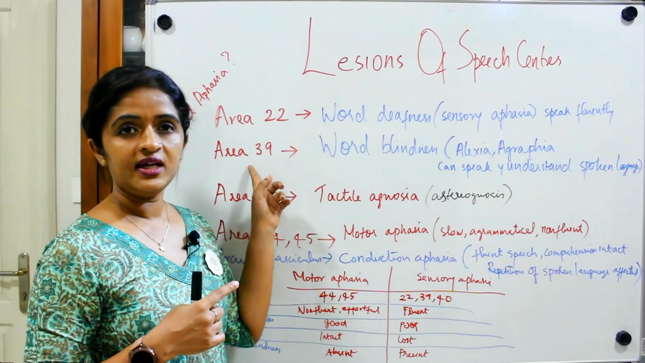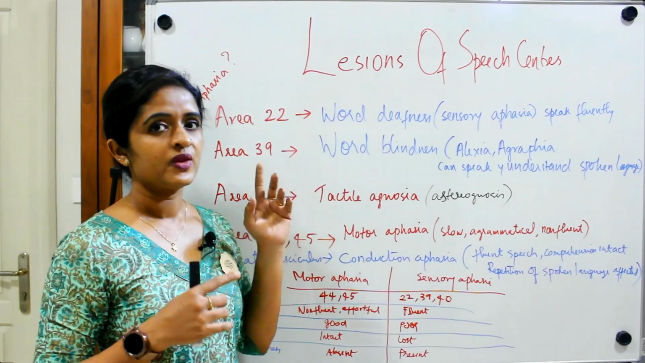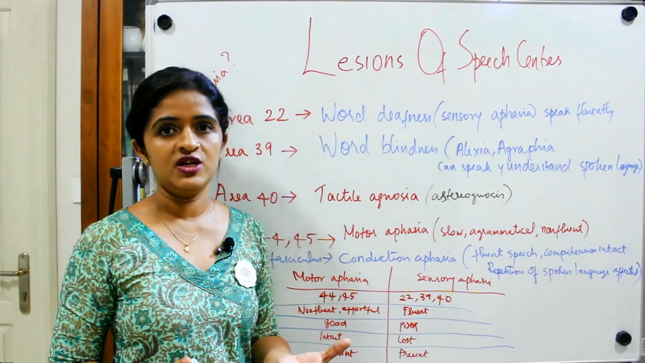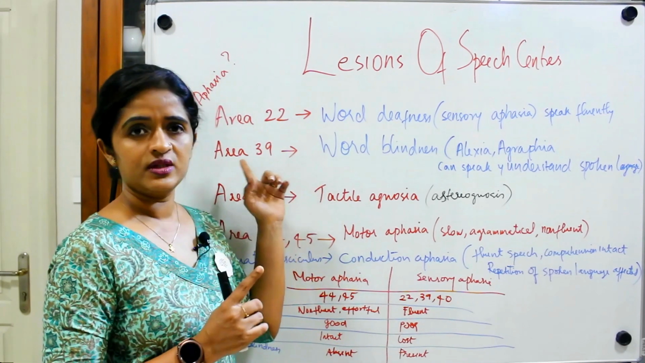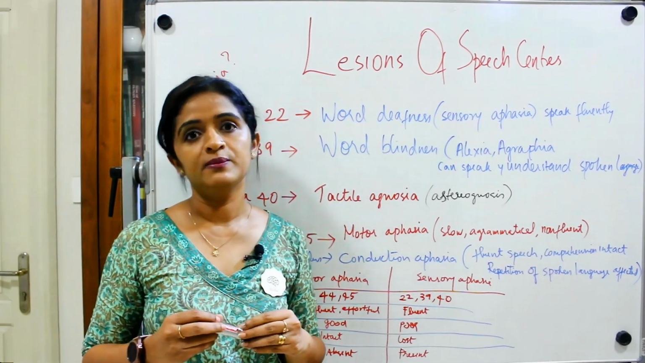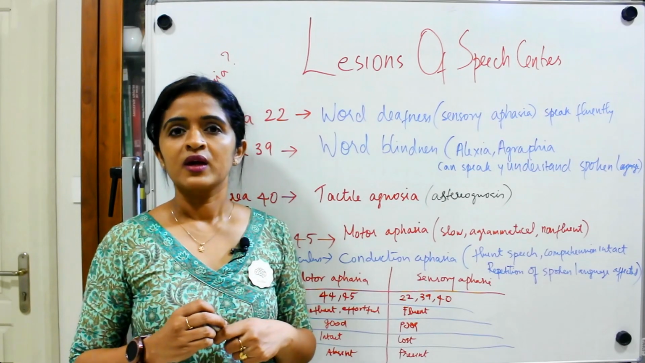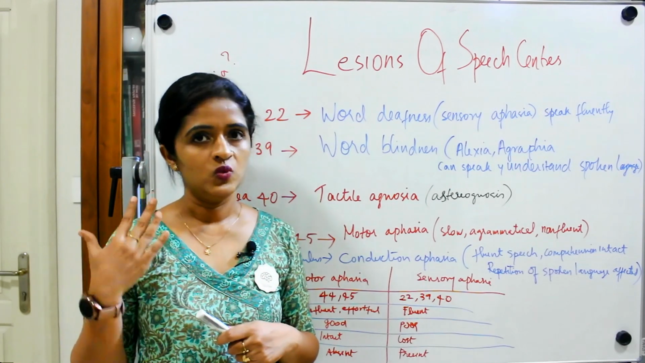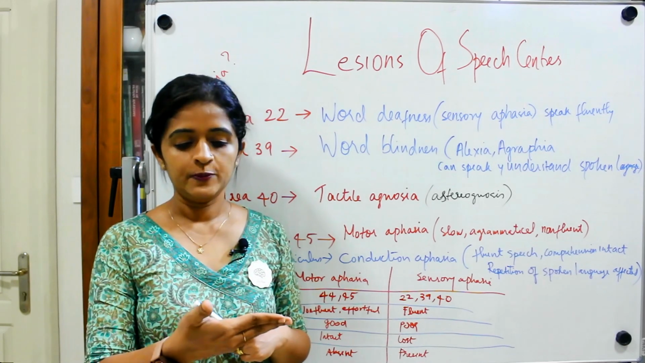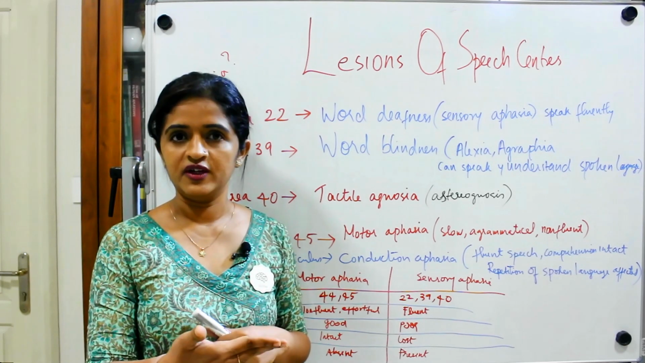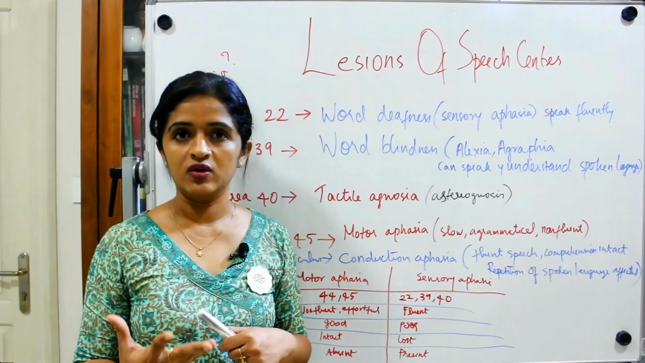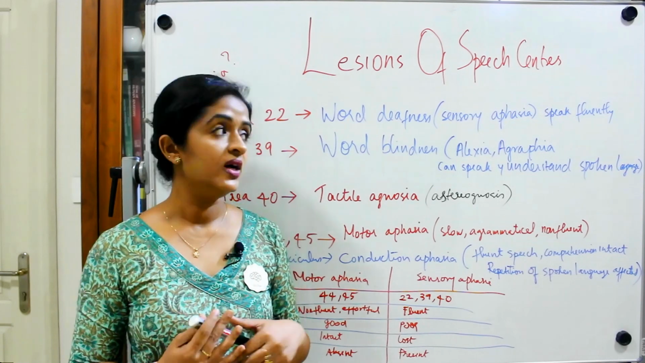Now the second area is area number 39, which actually helps us to interpret the visual images. So what will happen if there is a lesion in area number 39? That condition is known as word blindness. That means your eyes are perfect, your vision is perfect, but suppose you read, "I'm going to drink coffee." You are reading it, but you are not understanding what you are reading. That is known as word blindness.